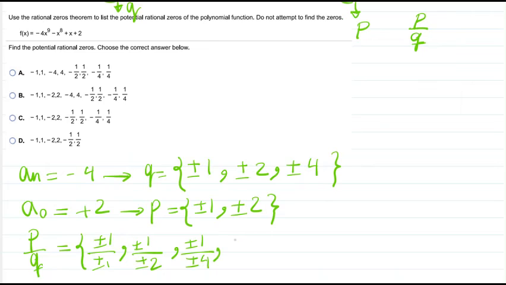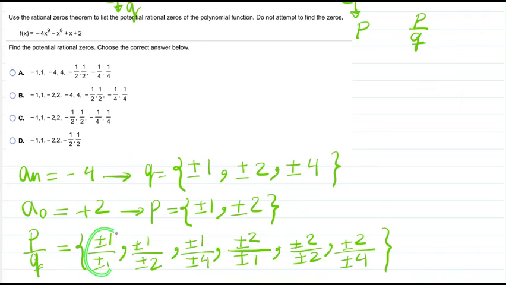And the next term in p is positive negative 2. We divide by positive negative 1, by positive negative 2, and by positive negative 4. Now, this is positive negative 1, positive negative 1/2, positive negative 1/4, positive negative 2, again positive negative 1, so we don't need to include it, and again positive negative 1/2, which we have here, so we don't need this. These two are extra. So positive negative 1, positive negative 1/2, positive negative 1/4.